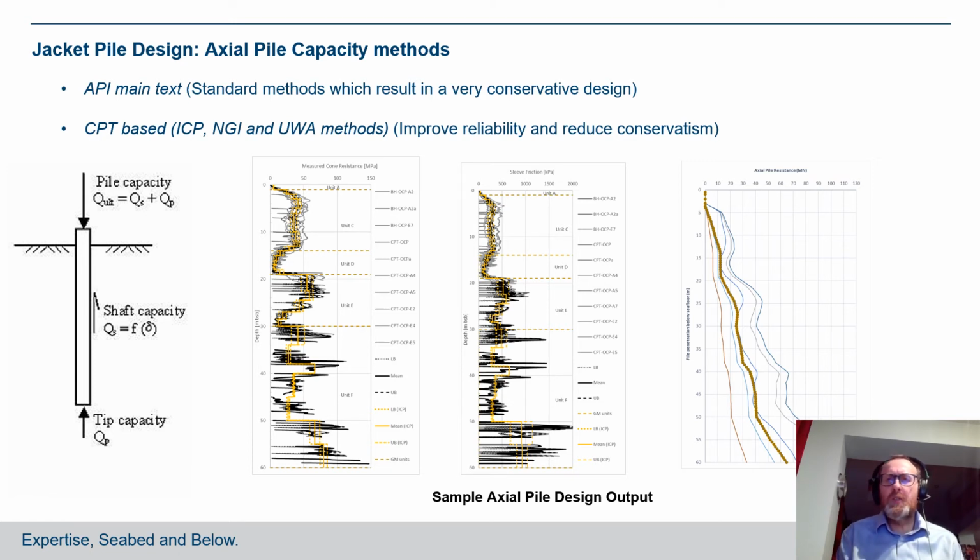But they can be quite conservative, and there are other methods that can be used which are based upon in situ testing, such as CPT testing. The aims of the analysis are to look at different possible pile depths and the pile resistance that would be developed based upon those equations. And this can be matched against the loads from the structure to define what the pile lengths need to be.